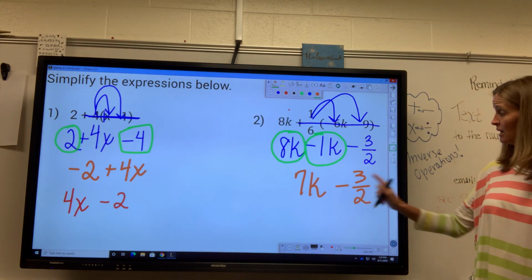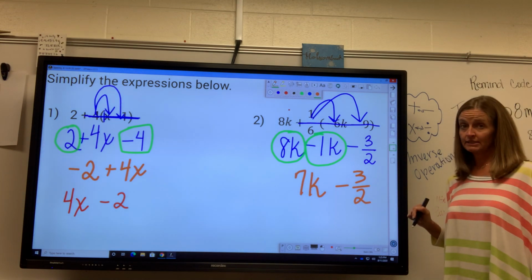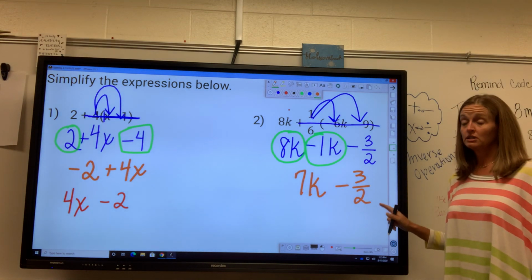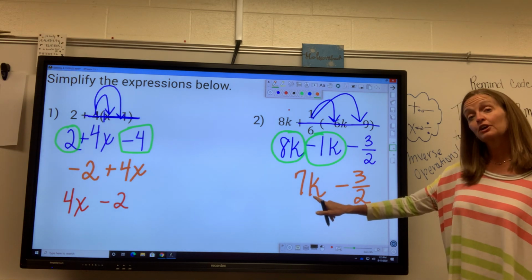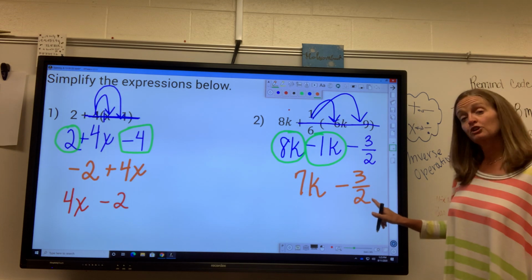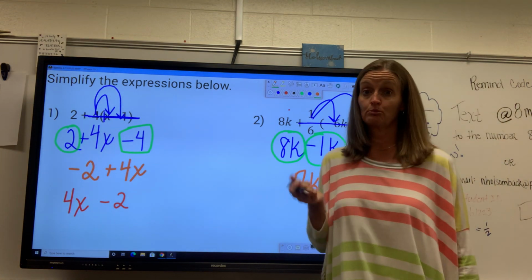This is all good. This is a K term. This is a numeric term, a constant. Can't put those together. So it's all good to go. And it's algebraically happy because your variable term comes first and your constant comes last. So that is perfecto mundo.